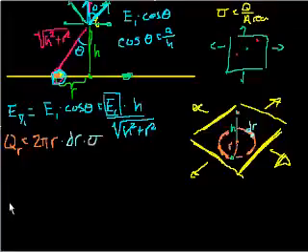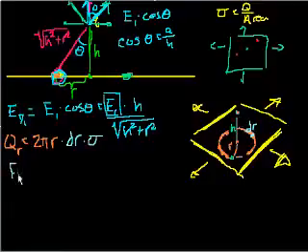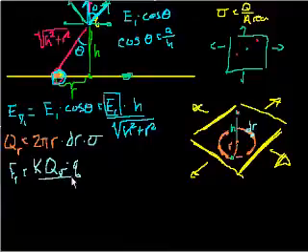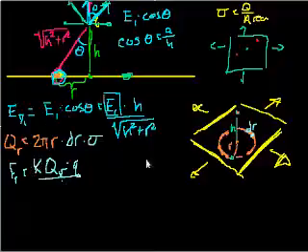And then what is the electric field generated by the ring at this point here where our test charge is? Well, Coulomb's law tells us that the force generated by the ring is going to be equal to Coulomb's constant times the charge of the ring times our test charge divided by the distance squared, right? Well, what's the distance between really any point on the ring and our test charge?